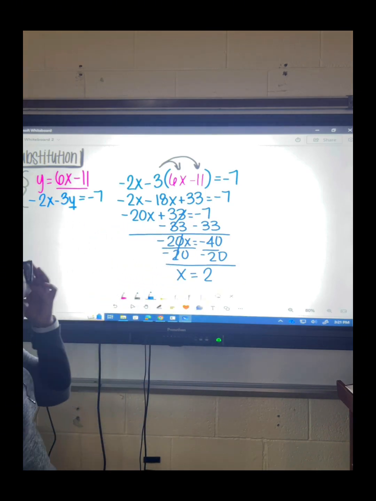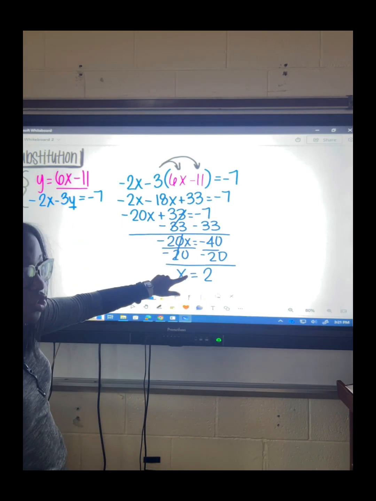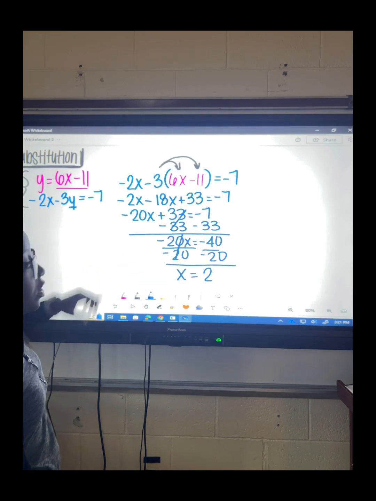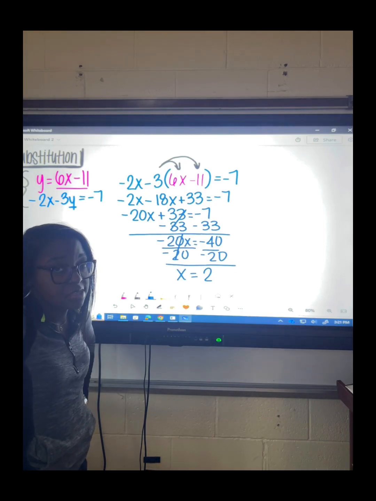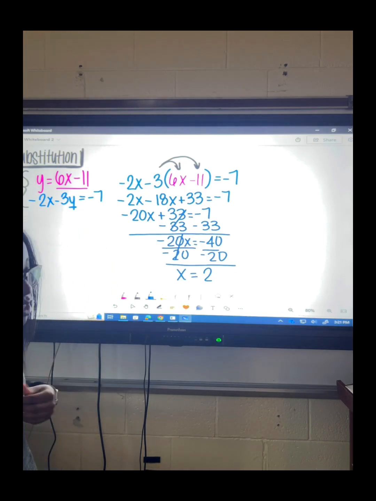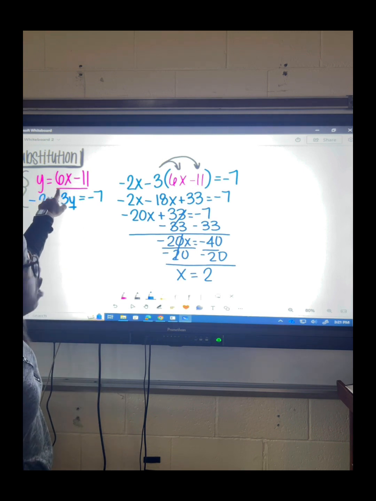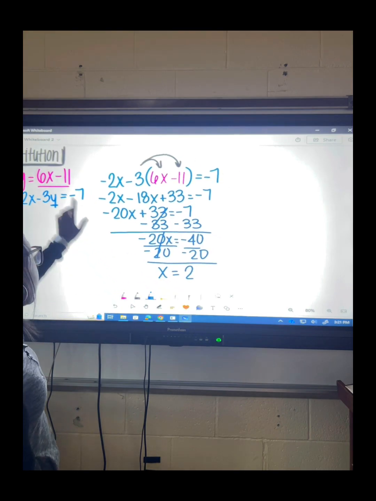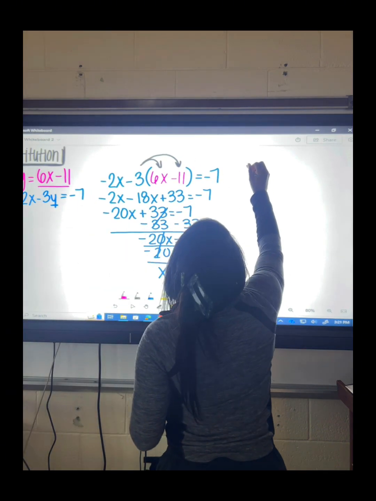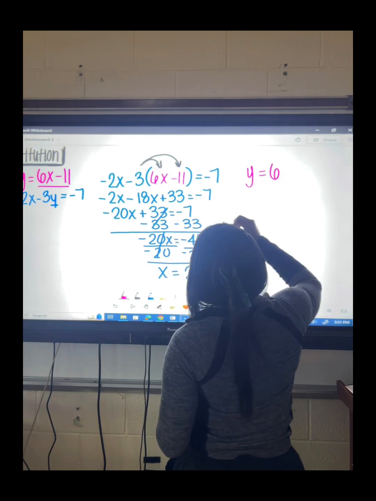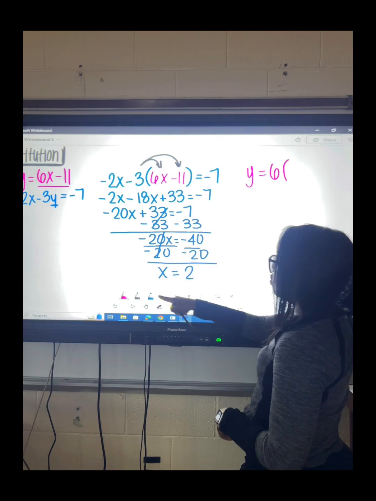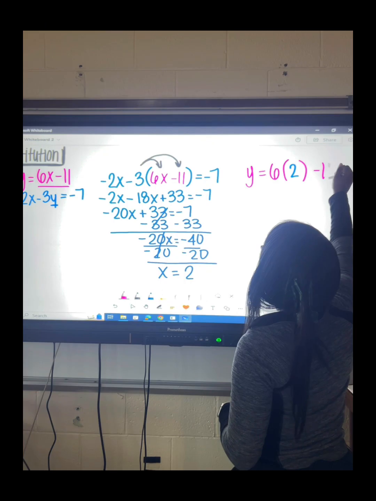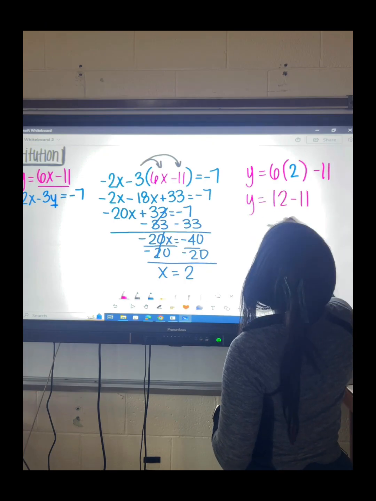Okay, so after solving, I figured out that x equals 2. I am not done because I'm supposed to have x and y, right? Use the easiest equation you got to plug in and solve. The easiest equation is this one because it's already solved for y. I don't have to move nothing around. All I got to do is plug in the 2. So I take my pink equation and it says y equals 6 times x, and x is 2 now, minus 11, and solve. Y equals 1.